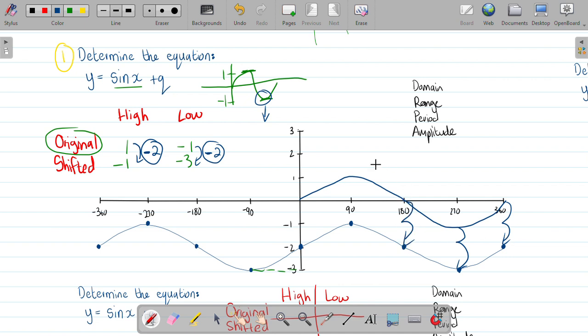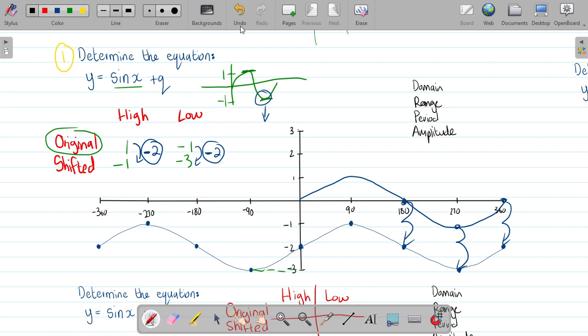So that is a technique. Each point that you know of your original graph has moved down 2 units. So this is actually a nice little technique that you can use to identify how it has been shifted. So with all of that, I wanted to say nonsense, but it's not nonsense.